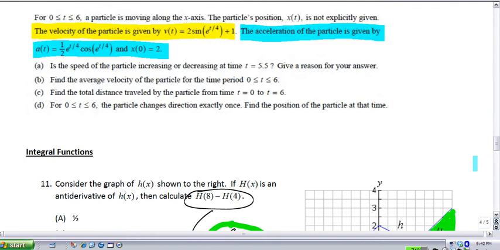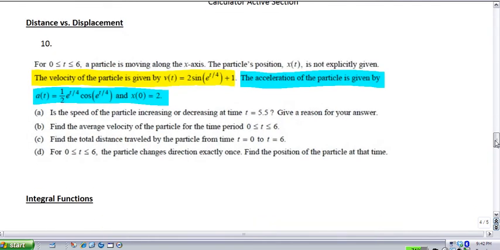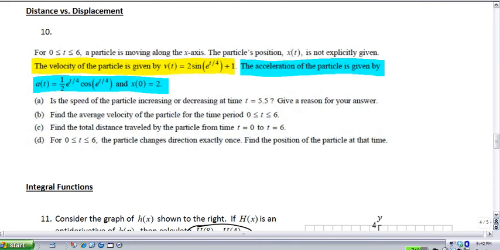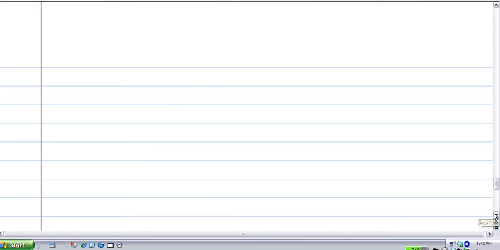Part A says, is the speed of the particle increasing or decreasing at t equals 5.5? Okay, well, let's talk about what it means for speed to be increasing. So we'll make some notes here. Speed increasing. What do we know about speed increasing? We're going to have to reference velocity and also acceleration.